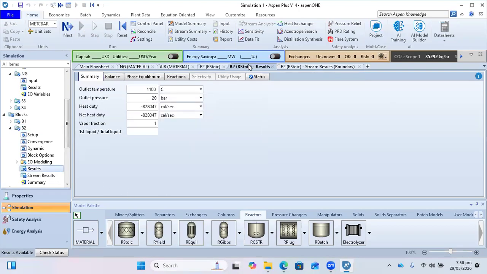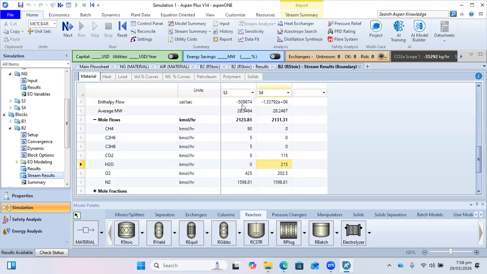Okay. So if we check the results now, the duty is no longer 0. There's a value there, right? So what that means is if we want to keep the temperature at 1100 degrees Celsius, we need to remove this amount of heat from the system. Because remember, the outlet temperature was around 1200. So if you want it to be 1100, there has to be some kind of heat removal. This is the amount of heat we'll need to remove in order to get it at that temperature. But when we check the stream results, we would have fairly the same thing, right? It's the same conversion that we'll be having.